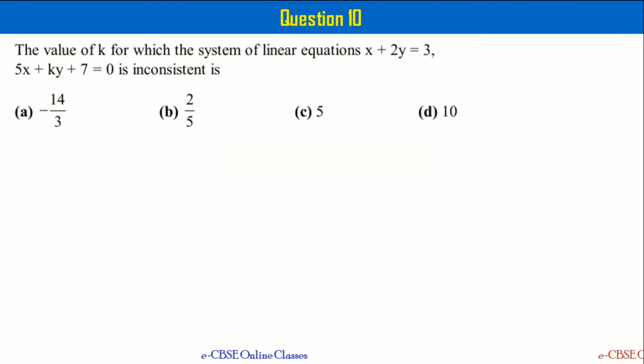That is, the value of k for which the system of linear equations x + 2y = 3 and 5x + ky + 7 = 0 is inconsistent. And choices were given for the value of k.